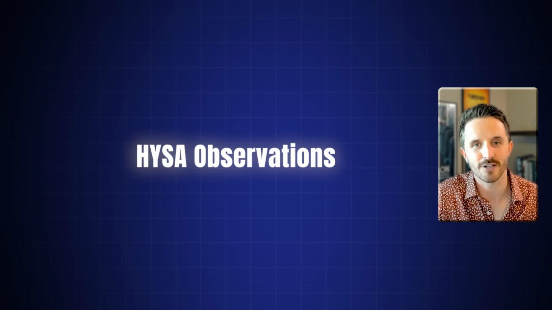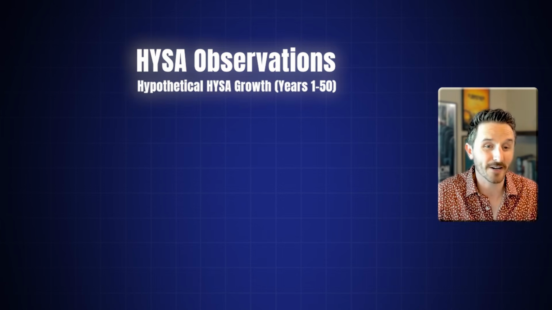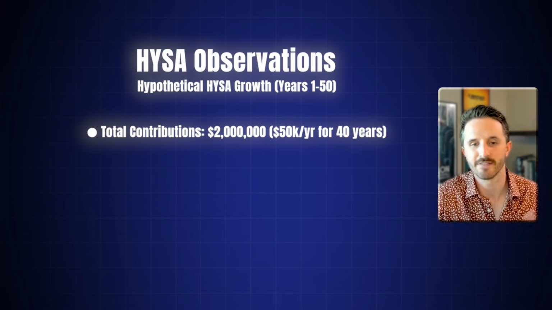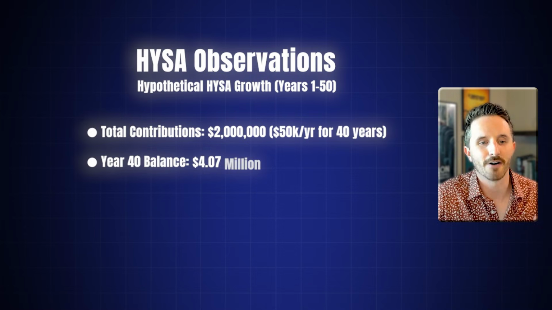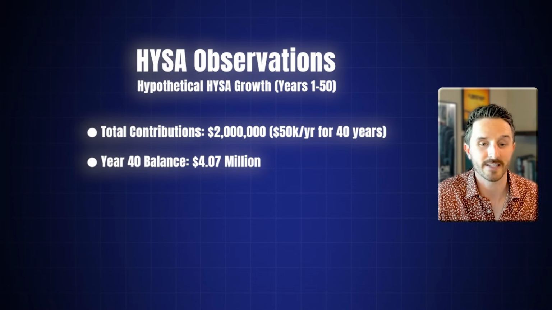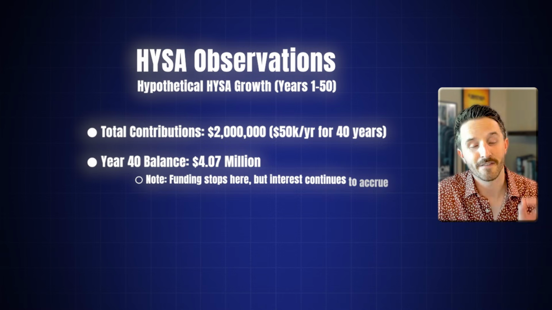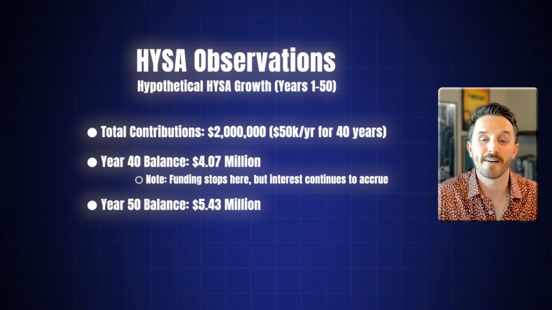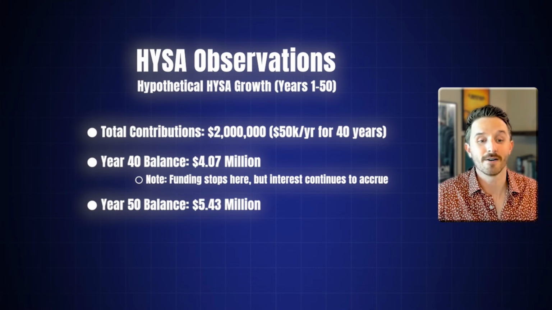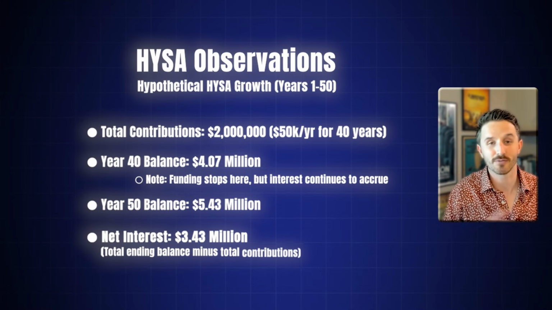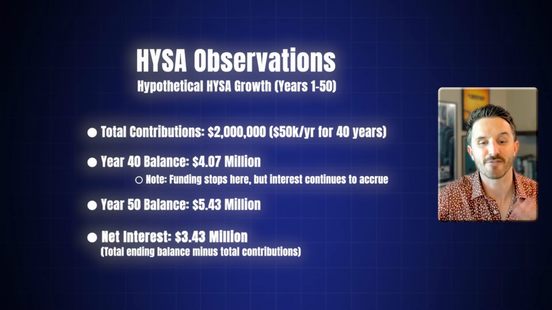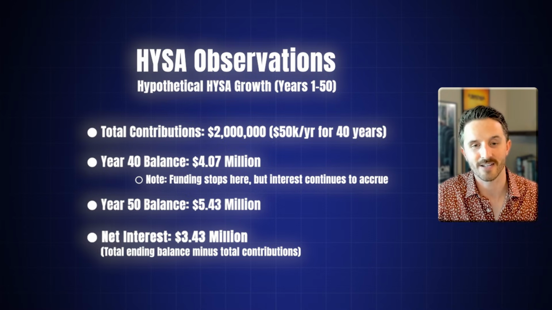Now the observations for the high yield savings account. So the hypothetical high yield savings account growth in years 1 through 50, right? Total contributions, 2 million, 50,000 a year for 40 years, right? Now the year 40 balance right after you get done funding is about 4.07 million. Now the funding stops here, but the interest continues to accrue, right? And the year 50 balance is about 5.43 million, which is great, and the net interest, which is once you subtract your contributions, is 3.43 million, right? So that's what you get after 50 years of putting 50,000 a year for 40 years and then holding off for 10 years in the high yield savings account.